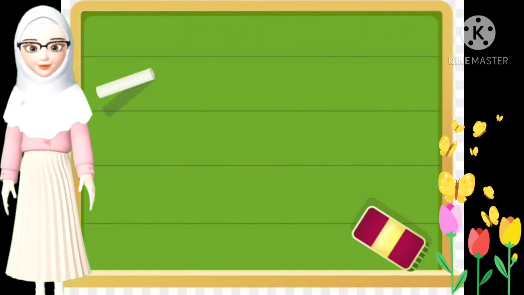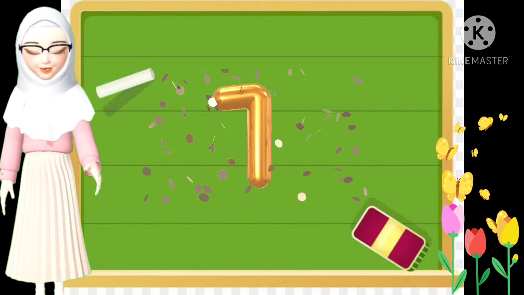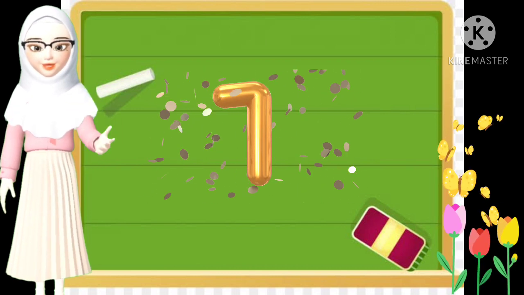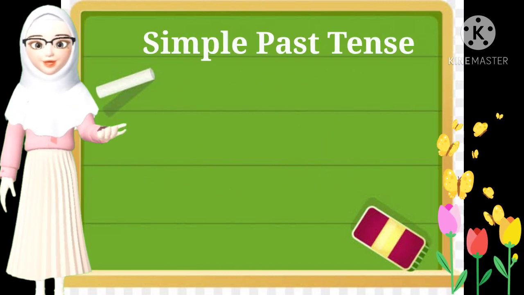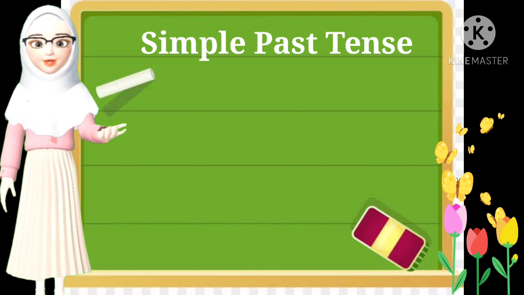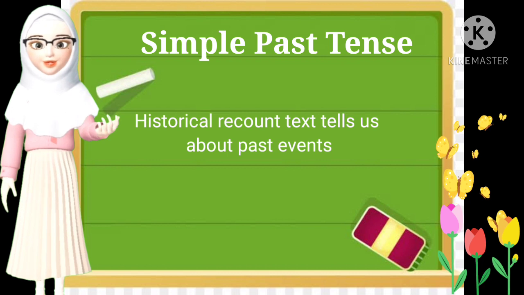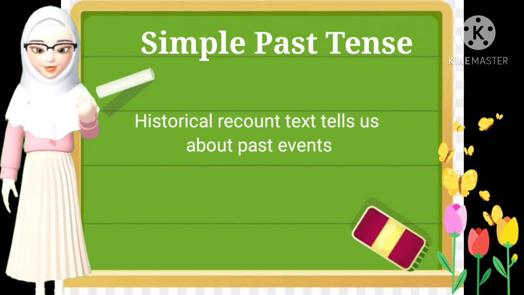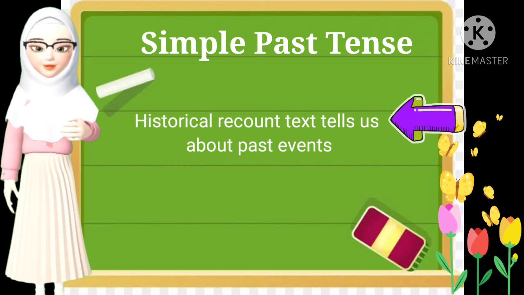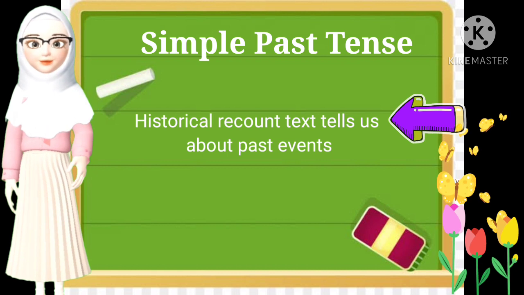Well, my students, now we are going to discuss one by one. First is about simple past tense. Historical context uses simple past tense because the text tells us about the event that happened in the past.